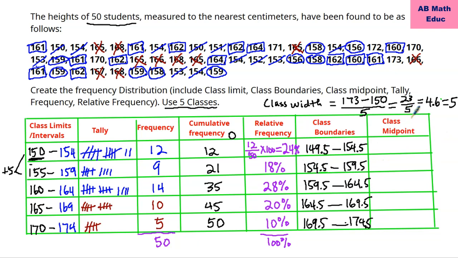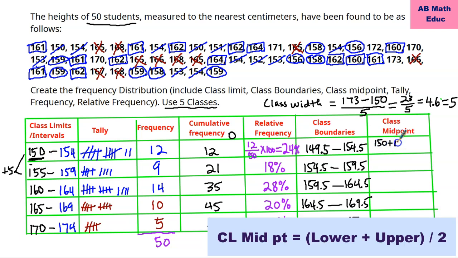The class midpoints help you to graph your frequency polygon. That's what we're going to do in our next video. I'm going to show how to create a frequency polygon. This is going to help us. So here you add it and you divide by 2. So you add 150 plus 154 divided by 2, and that will give you 152.